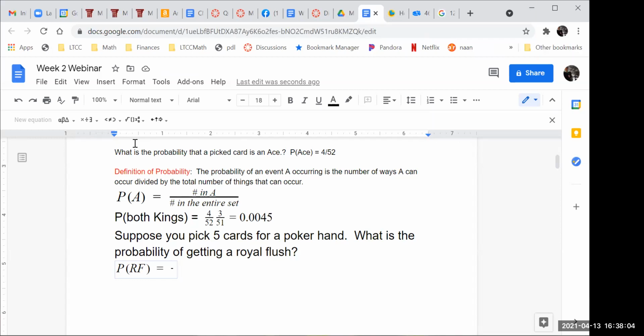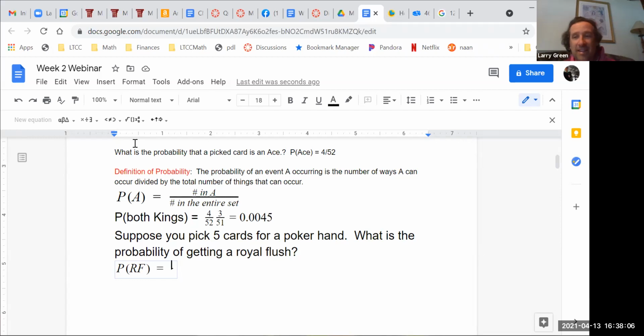4? Yeah, there's 4. You can get ace, king, queen, jack, 10 of spades, ace, king, queen, jack, 10 of diamonds, ace, king, queen, jack, 10 of hearts, and ace, king, queen, jack, 10 of clubs. There's 4 of them. Easy enough? Now comes the hard part. How many different ways are there of picking 5 cards out of a deck of 52?